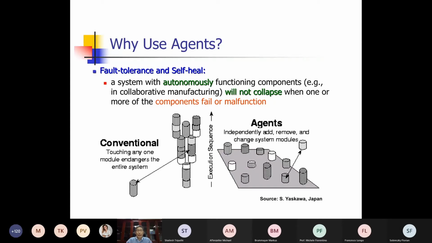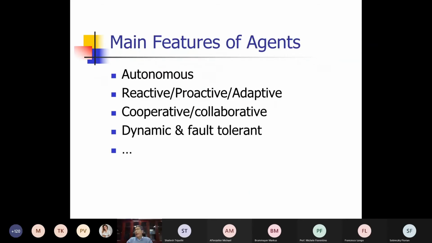This slide was taken from Japanese research, probably 20 years ago, and I still use it. It shows the difference between an agent-based system and a traditional system. I will briefly mention a few features of agents.